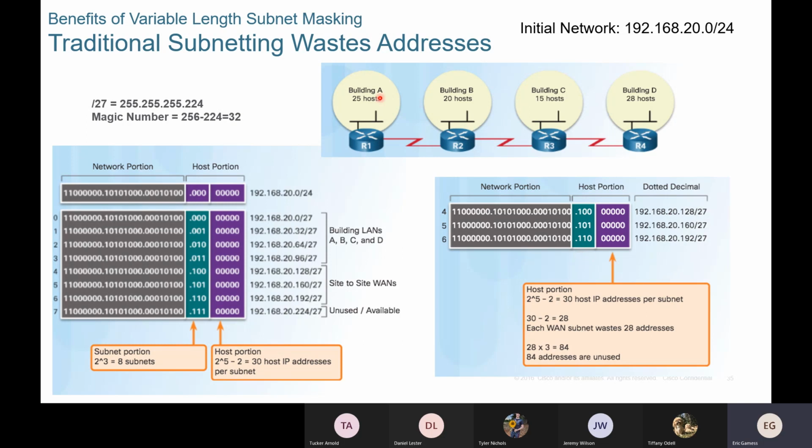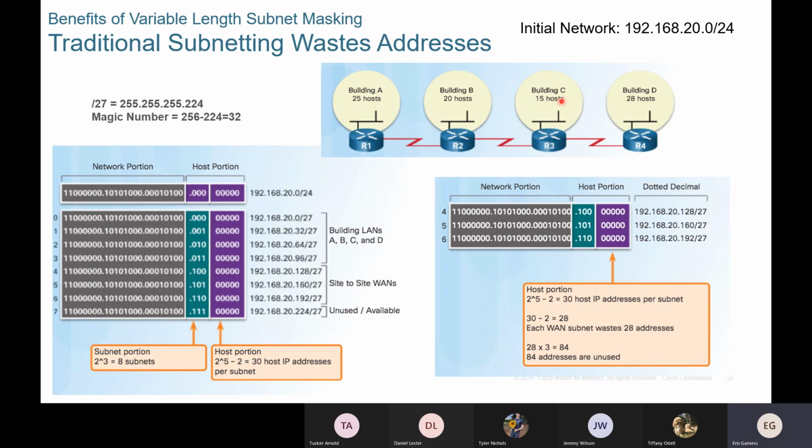So is 32 enough for building A? Yes. They are requiring 25 valid IP addresses, and I'm going to give them 30. Okay, because in a network that has 32 IP addresses, 30 are valid. Remember, we lose the first IP address and we lose the last IP address. Is 32 enough for building B? Yes. They need 20 valid, and I'm going to give them 30.